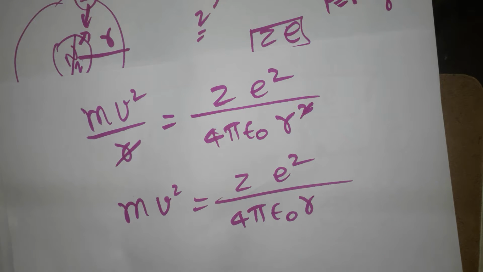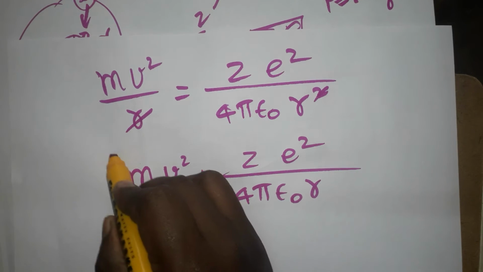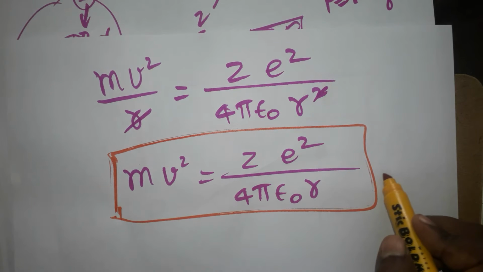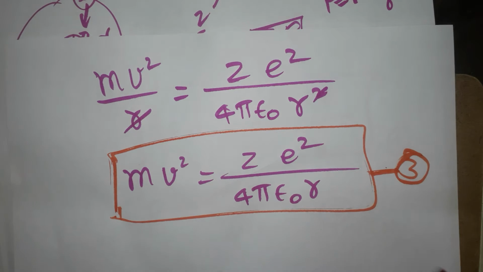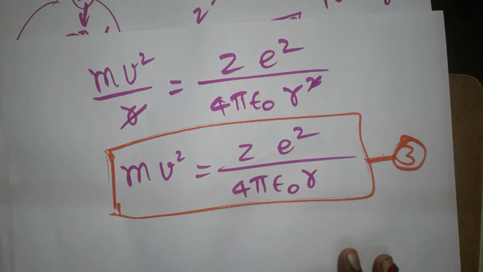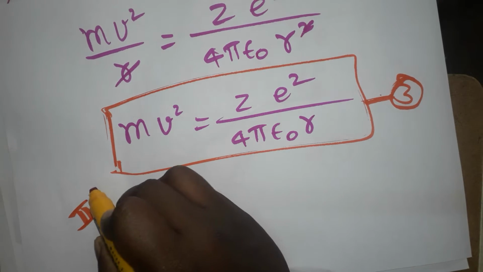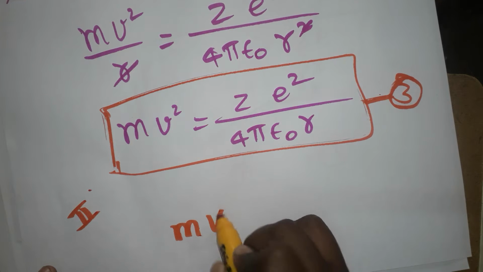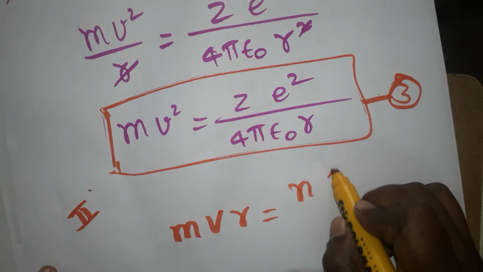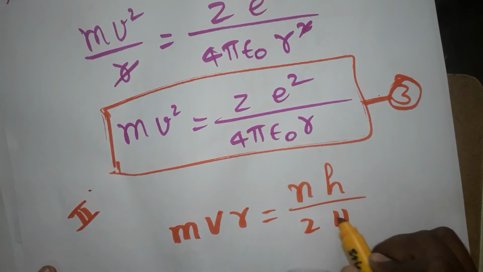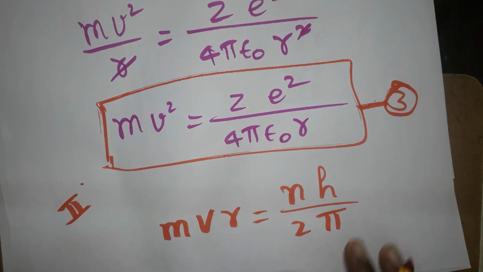This I am taking as equation number 3. Okay. So next thing, I am taking the second postulate. Second postulate, Bohr's postulate: mvr, the angular momentum, is equal to nh divided by 2 pi.